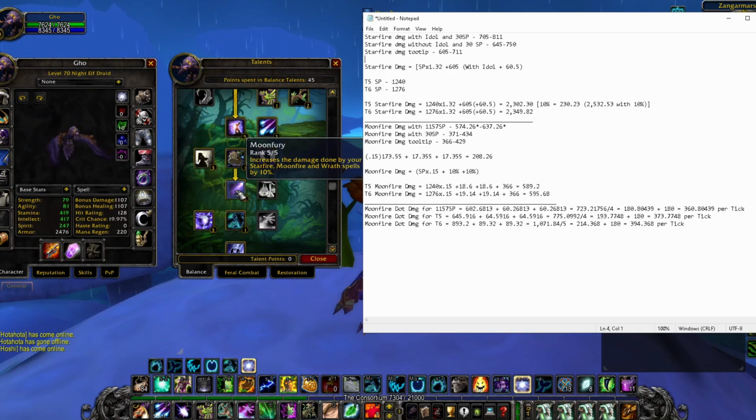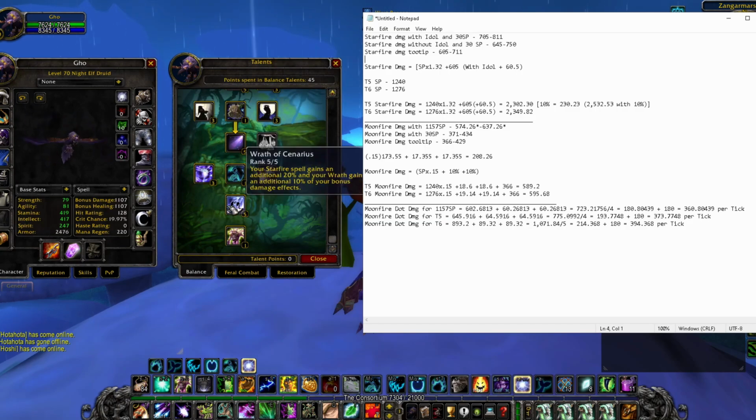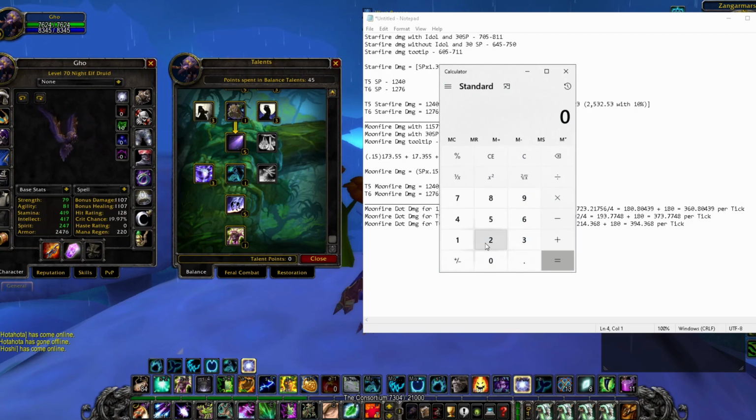So for Starfire, Moon Fury increases the damage done by 10%, and then we have Wrath of Cenarius. Your Starfire spell gains an additional 20%. So those two are additive, if that's the right term. If we had 100 and added 10%, and then took that and added 20%, we get 132. Maybe that's not the best explanation of how those work. It's not 10% of the base and 20% of the base. It's 10% and then 20%.